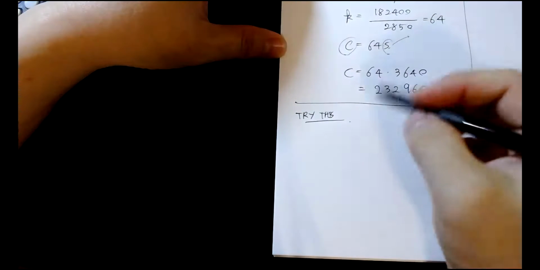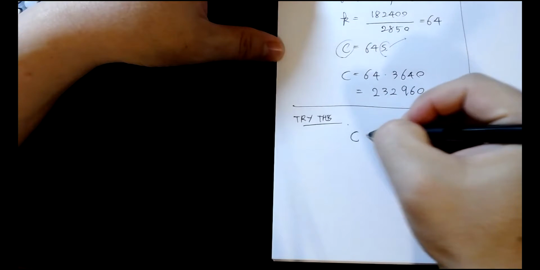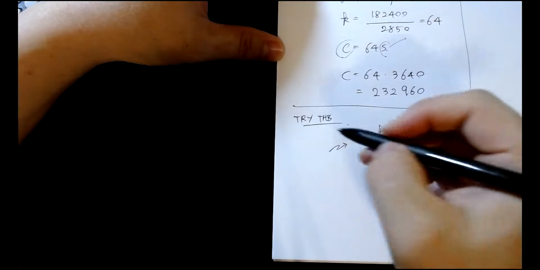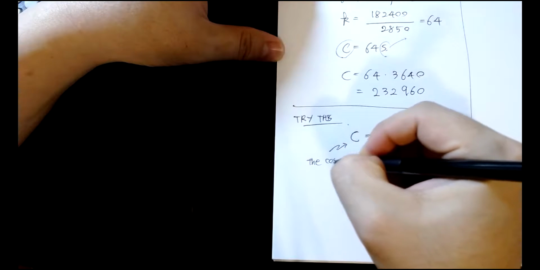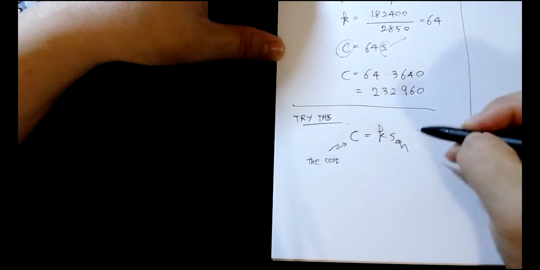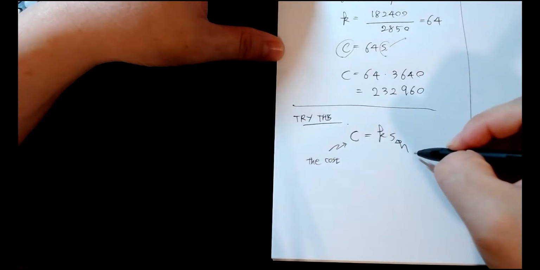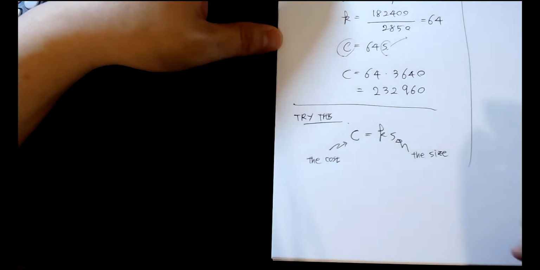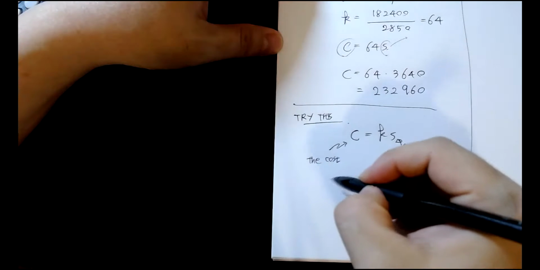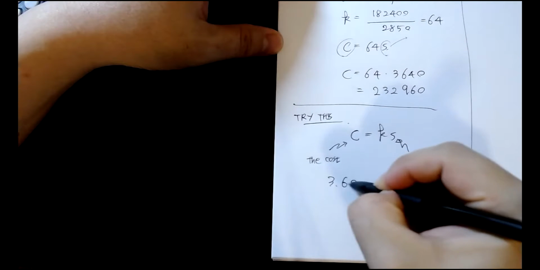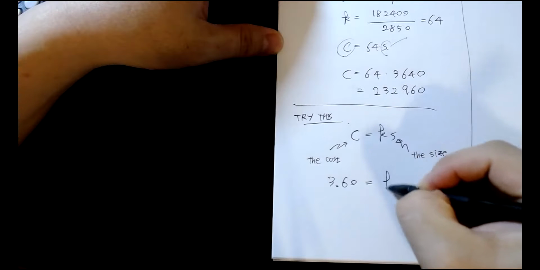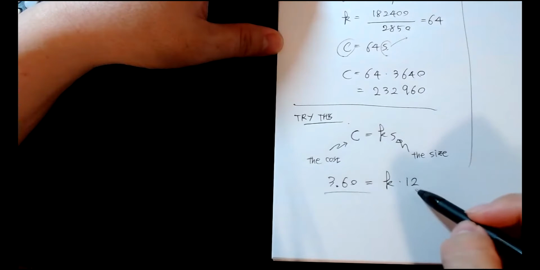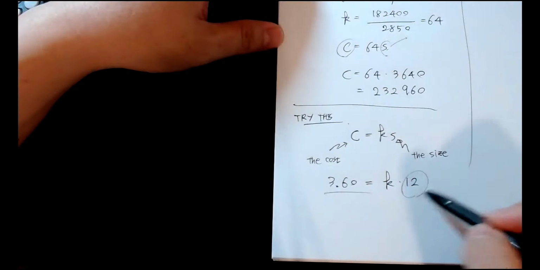Okay, so let me use this. C is equal to k times s. So what is C? C is the cost of smoothie, and s means the size, maybe the size of the cup. Now then, $3.60 is equal to k times 12. So it costs $3.60 when you order the 12-ounce smoothie.